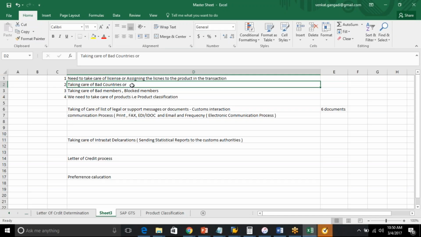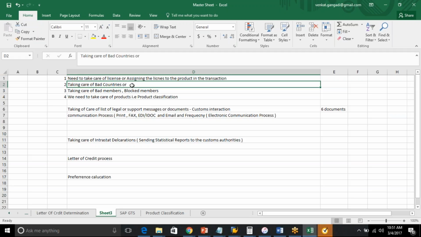Taking care of the bad countries. In order to make sure whether the customer country, or the vendor country, in the business transaction, in other words the business partner country, is good, that it does not belong to the bad country or prohibited country, we need some mechanism, right? We need some system to take care of that activity.